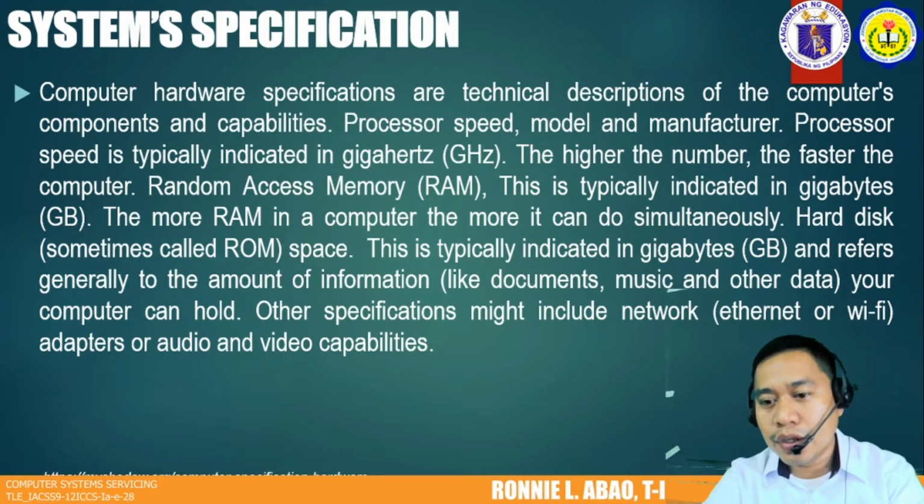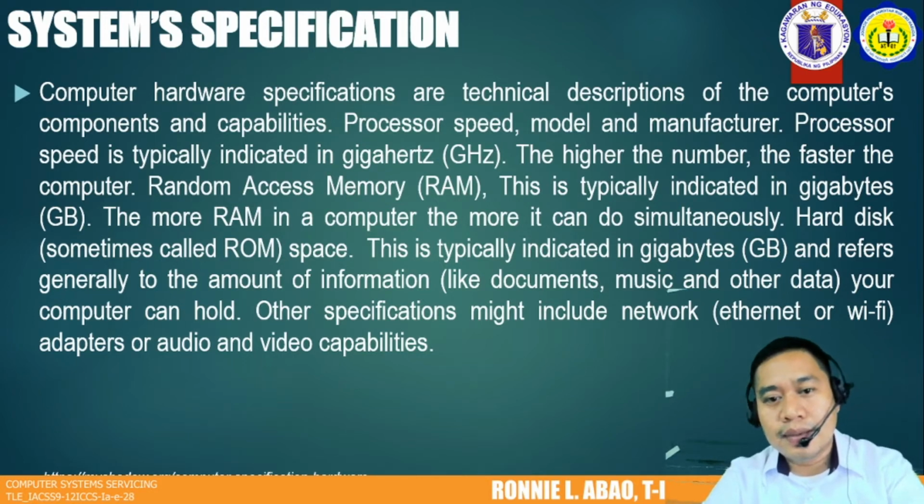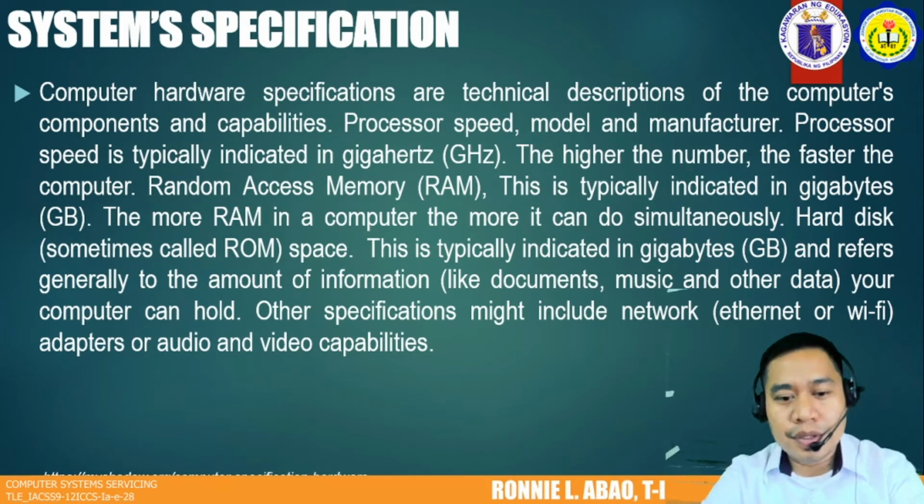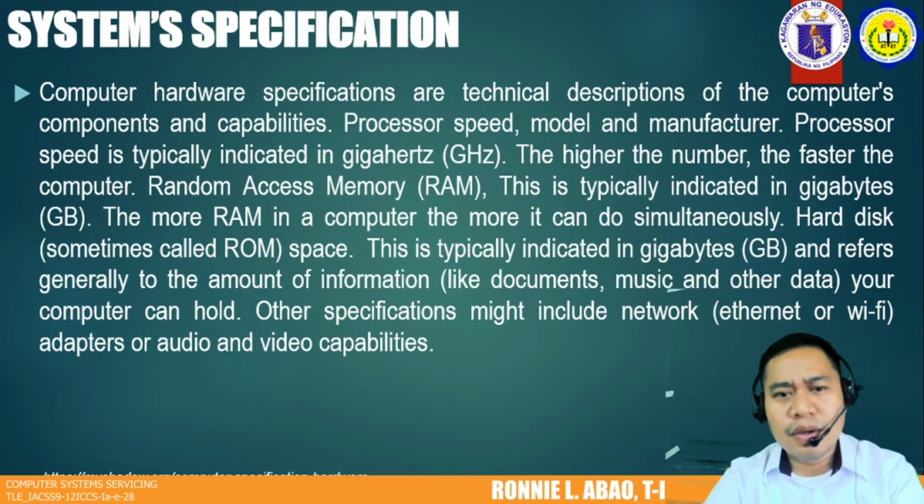Other specifications might include network, either Ethernet or Wi-Fi adapters, or audio and video capabilities. That is coming from https://myshadow.org computer specification hardware. So if you want to open this information, just type the link in your browser. Okay, that is all about system specification, meaning the technical description of your computer.